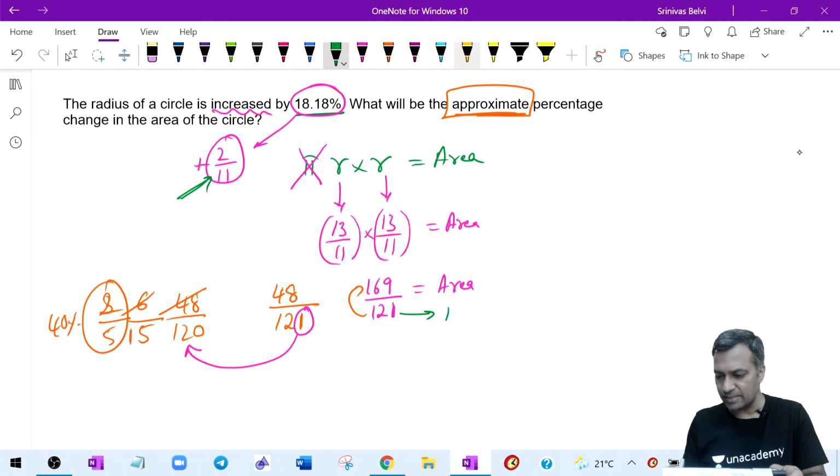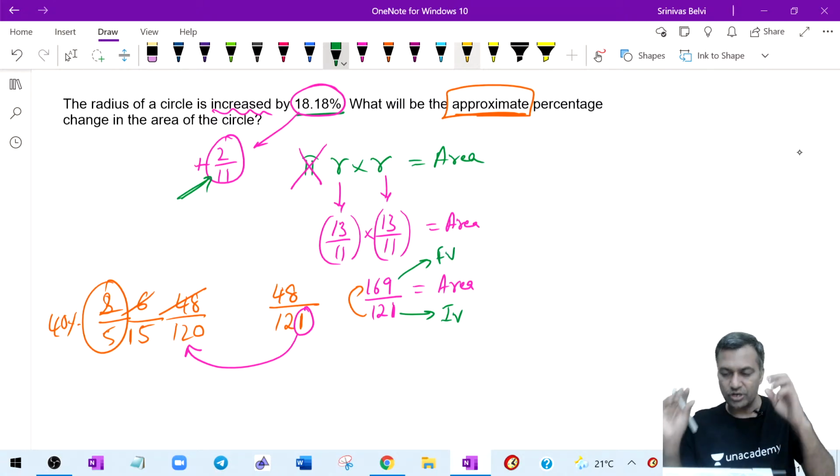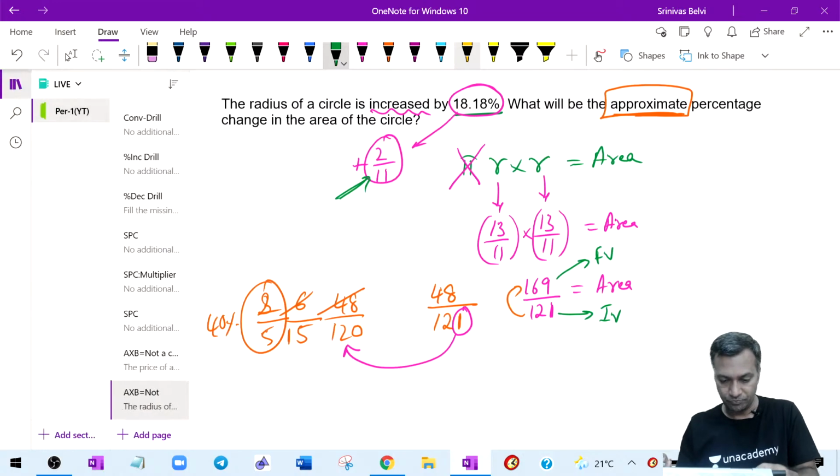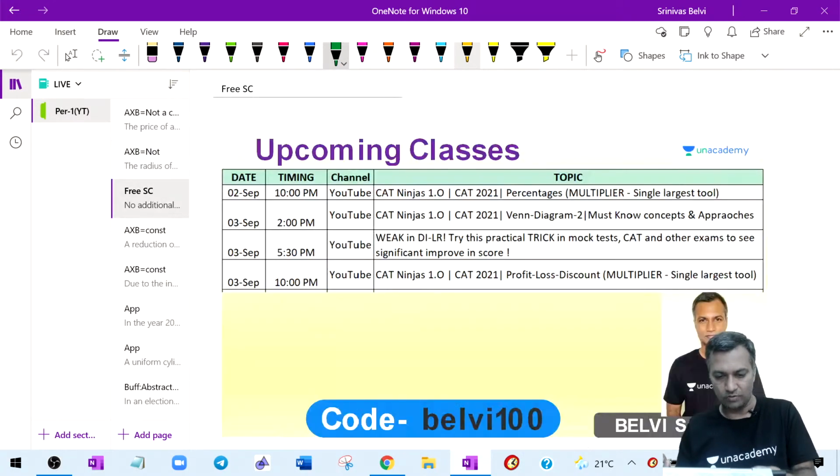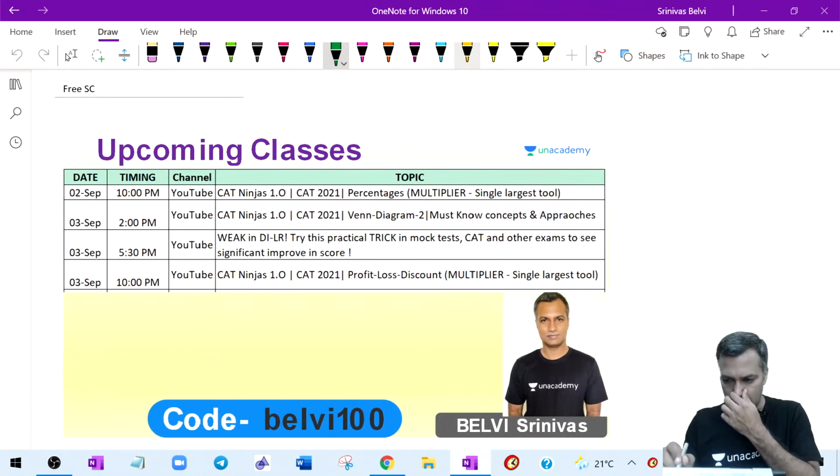The denominator values are symbolic of the initial value. The numerator is symbolic of the final value. The denominator is always symbolic of the initial value. The numerator is always symbolic of the final value. That's what you got to keep in mind in the multiplier. Always. Okay, quick reminder, guys.